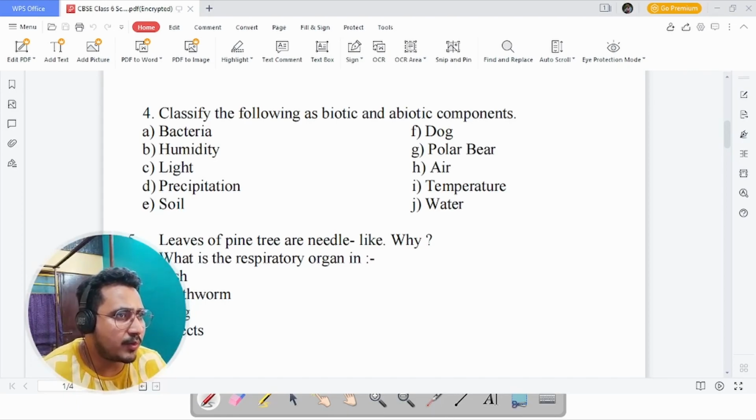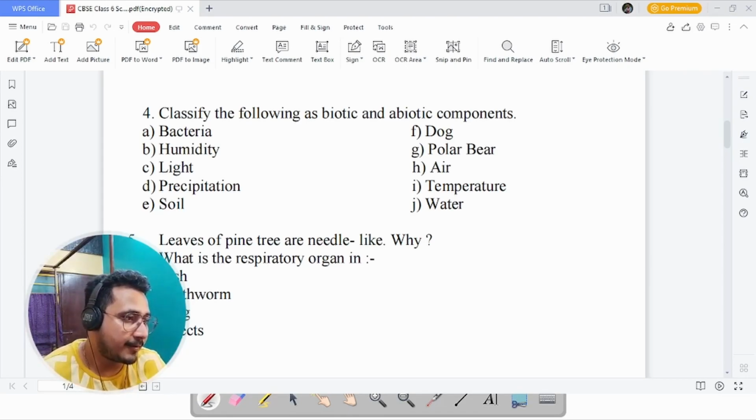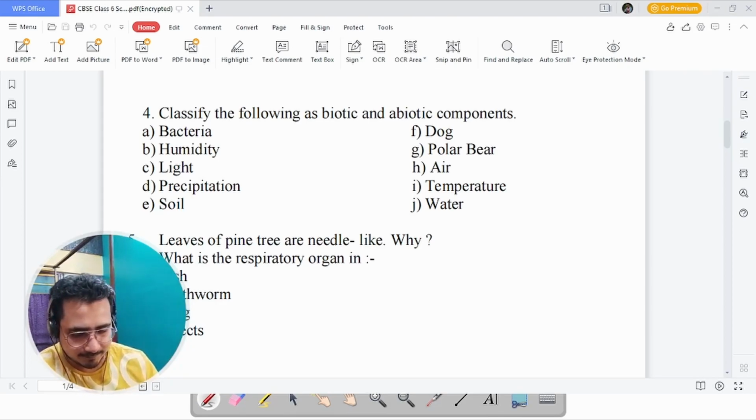So the next question is what? Classify the following biotic and abiotic components. Name those organisms and tell me which one is biotic and which one is abiotic. Take for example, name the organism. The first organism given is bacteria. Is it biotic or abiotic? Biotic. Okay, next one.